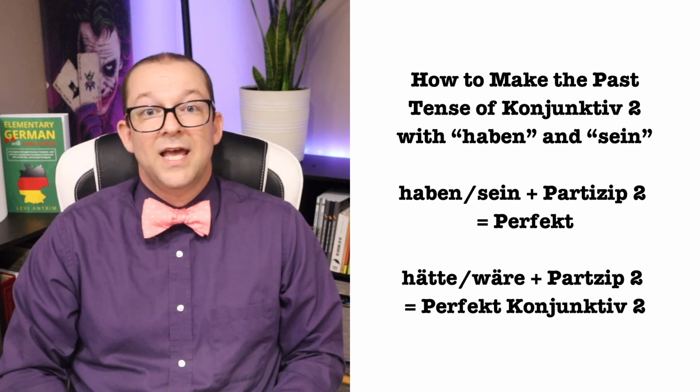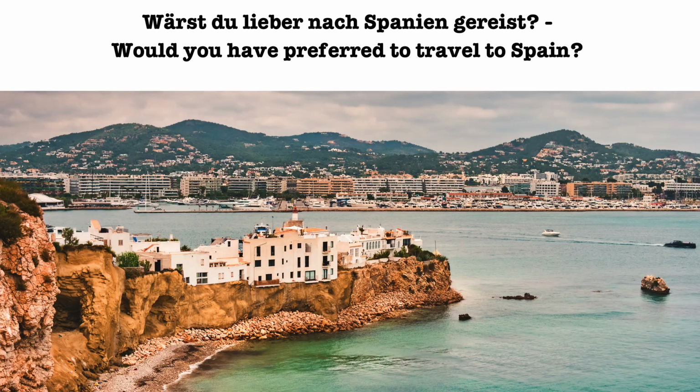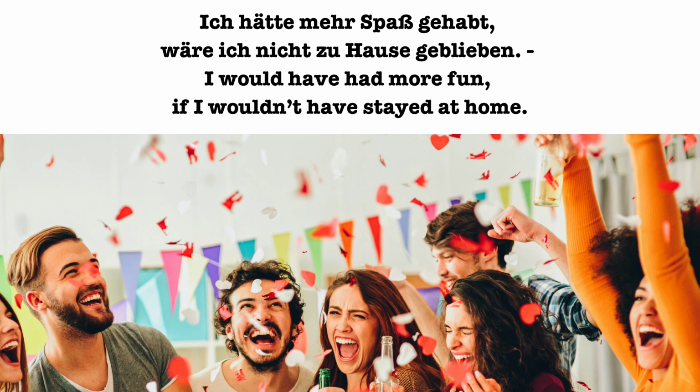For example, ich hätte lieber Französisch gelernt. I would have preferred to learn French. Wärst du lieber nach Spanien gereist? Would you have preferred to travel to Spain? Ich hätte mehr Spaß gehabt, wäre ich nicht zu Hause geblieben. I would have had more fun if I hadn't stayed at home.